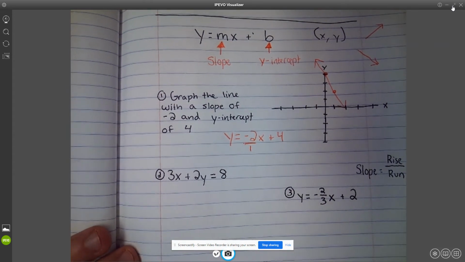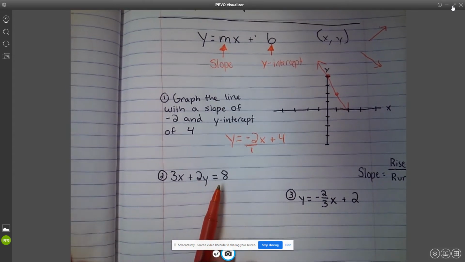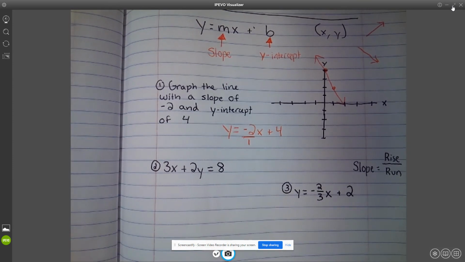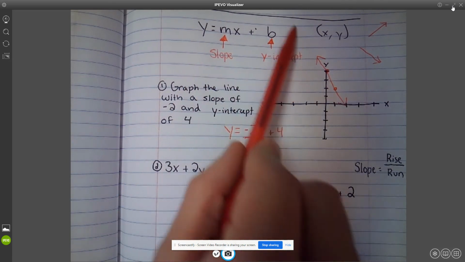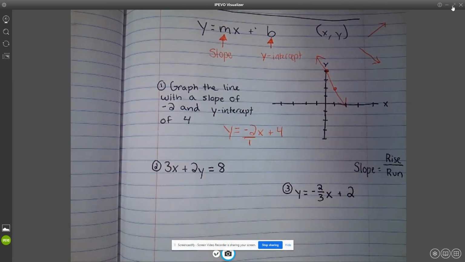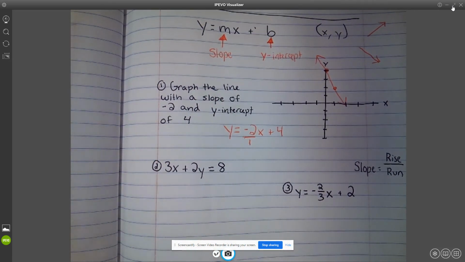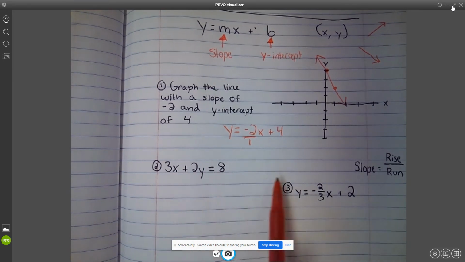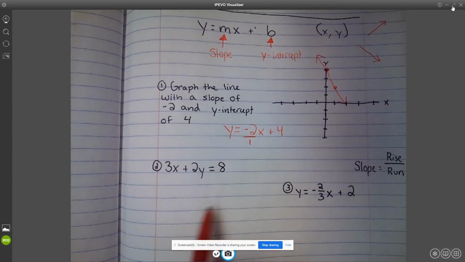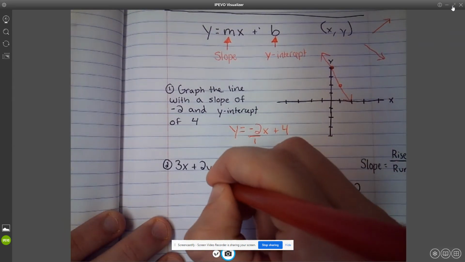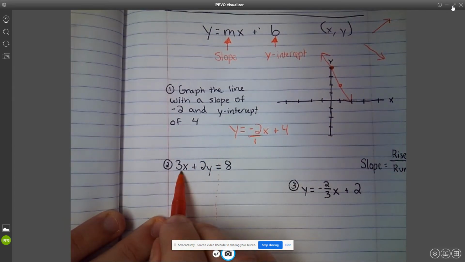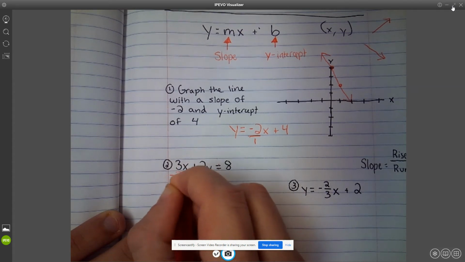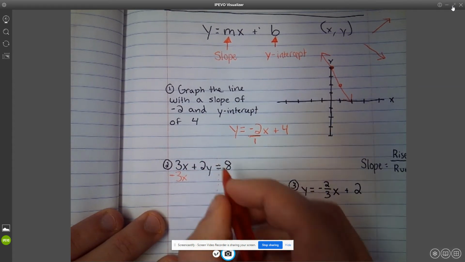Number 2, we have 3x plus 2y equals 8. We will graph this, but on this example, we're just wanting to get this into y equals mx plus b form. So again, a really important thing, we want to get everything away from this y. So right here, I have a 3x plus 2 times y equals 8. So I'm going to get rid of this 3x first. Build my little wall. I'm adding 3x, so I have to subtract. I have to do the opposite. Do it to one side, do it to the other.